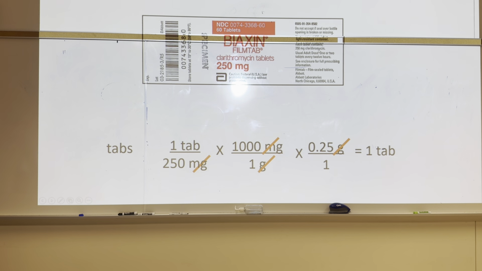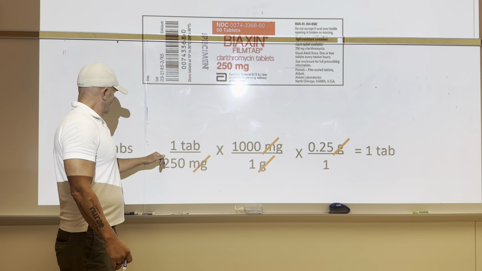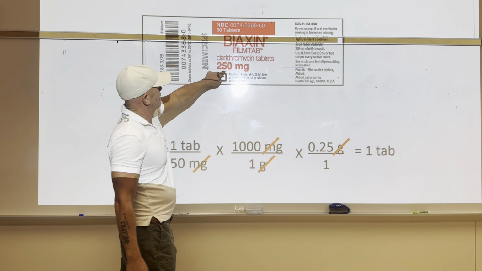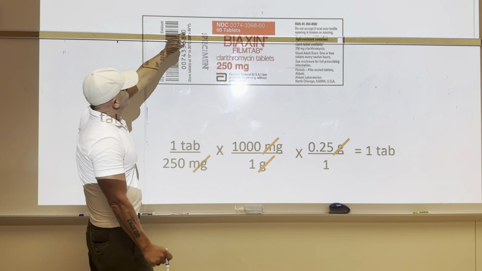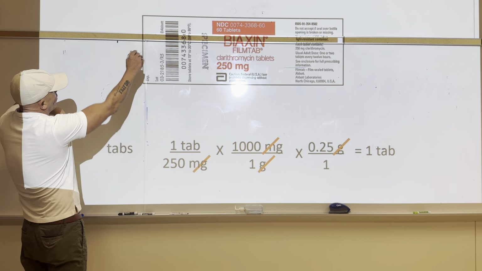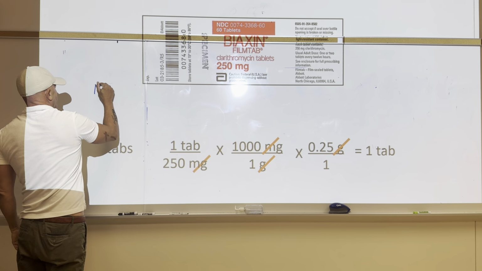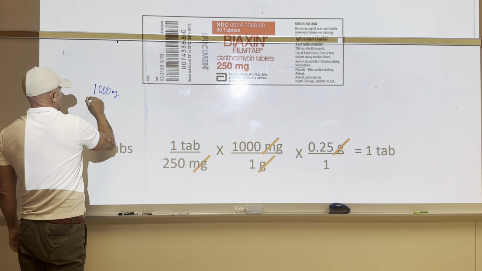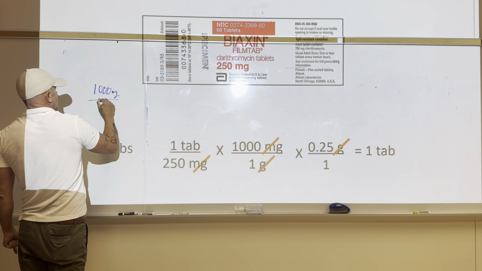By accident. One tab is 250 milligrams, right? You ordered 0.25 grams. Well, we're going to convert again. So we got to convert that over to 1,000 milligrams. Because that's what we're looking for. That is 1 gram.